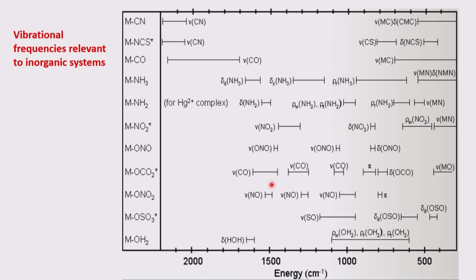So CO stretching comes somewhere around this region, and then when it's bound to the metal, etc. No, sorry, this is the C. This is C double bond O. This is C triple bond O. Carbon monoxide things come here. Sorry, carbonyl will come here, the C double bond O, and that stretching and other vibrations.